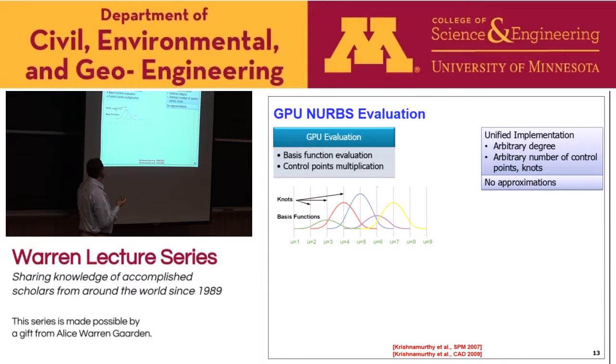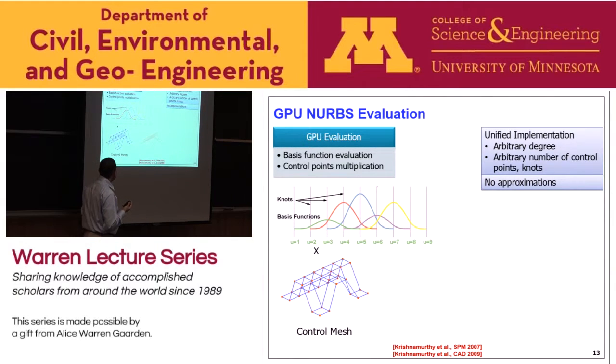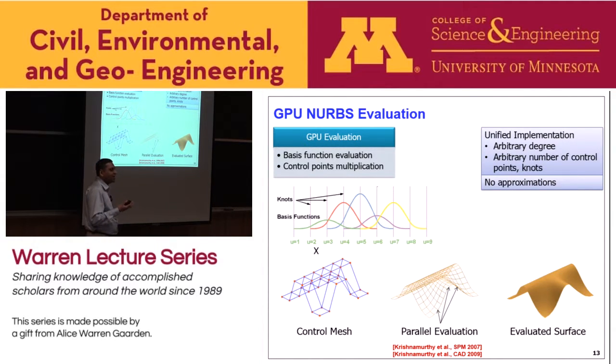The basis functions essentially are these hat-shaped functions, the B-spline basis functions, and then we multiply that with the control mesh, and then we get a fine grid of points on the surface, which essentially represents the NURB surface. The main thing to note is that each point on this fine grid can be done in parallel on the GPU, and this is what provides us a very fast way to compute these.